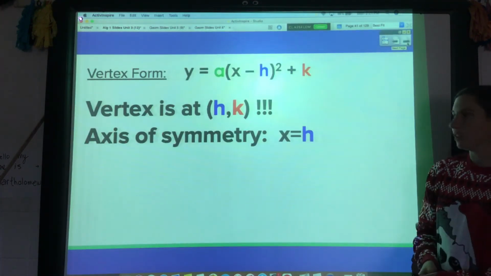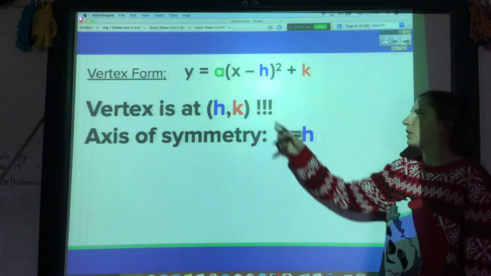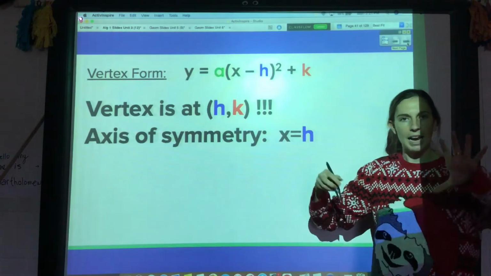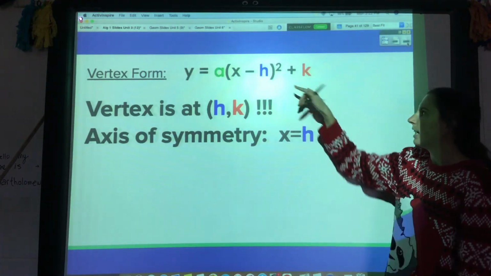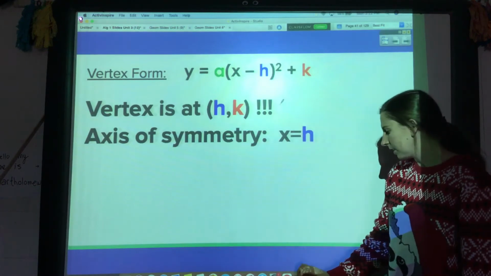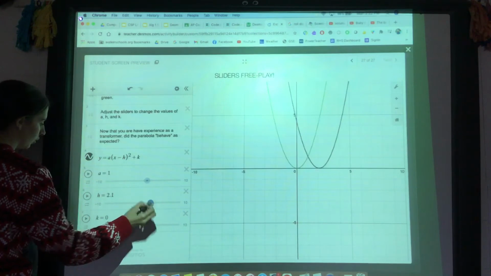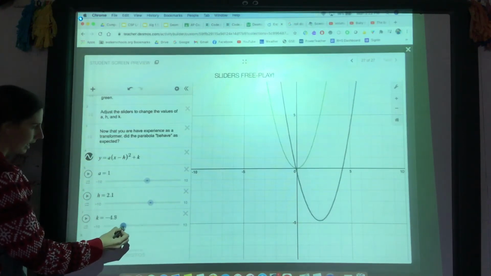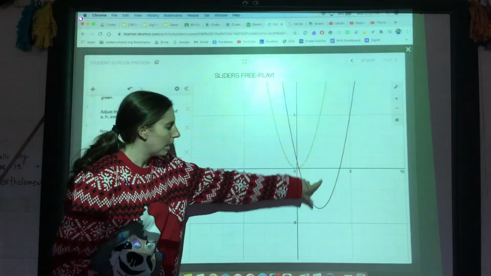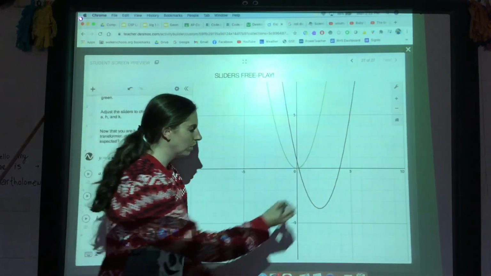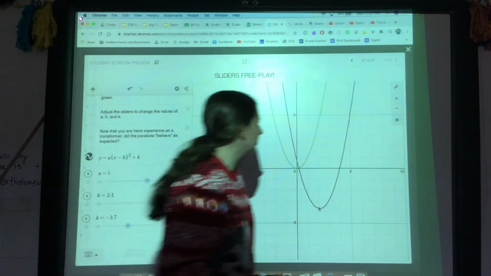This is why the vertex is at (h, k). Because if I shift it in the x direction by h, and if I shift it in the y direction by k, then that forms the vertex. You can see that on Desmos. If h is currently 2.1 and k is negative 3.7, then that's where the graph has shifted to. And so the new vertex got shifted, and that's the new vertex.